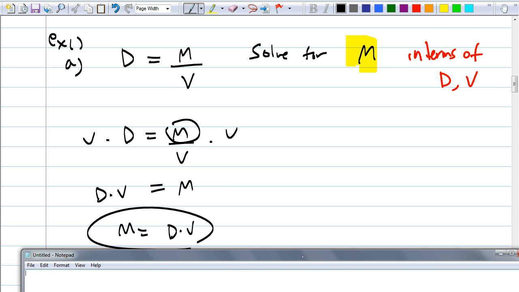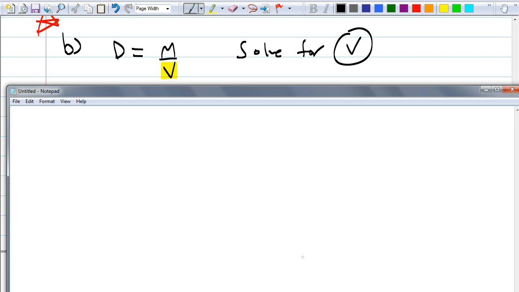All right, so far these have been pretty straightforward. And now let me give you something kind of interesting. This is where people make a lot of mistakes. Okay, so let me show you. Using the same formula, watch this. Now I want you to solve for v. Using the same formula, we had d is equal to m over v. Can you solve for v?